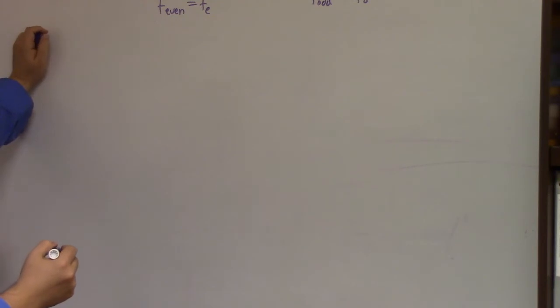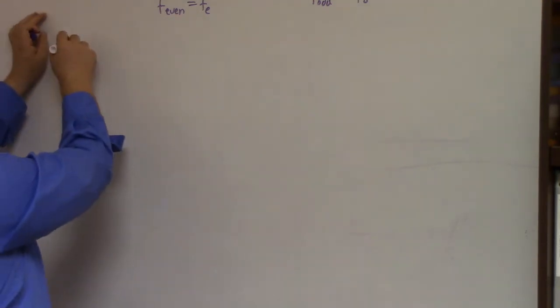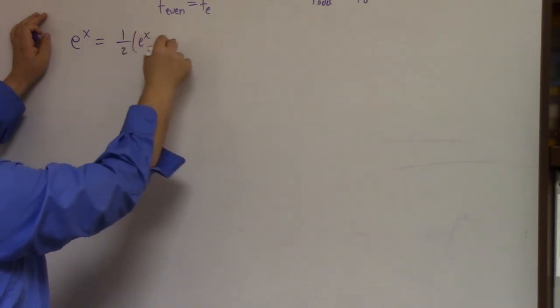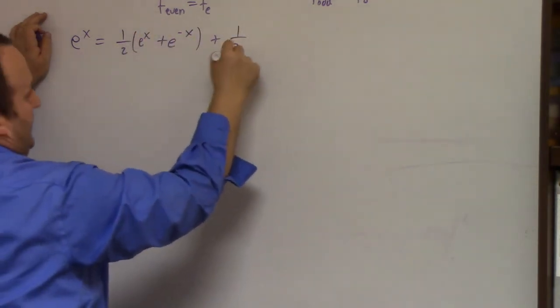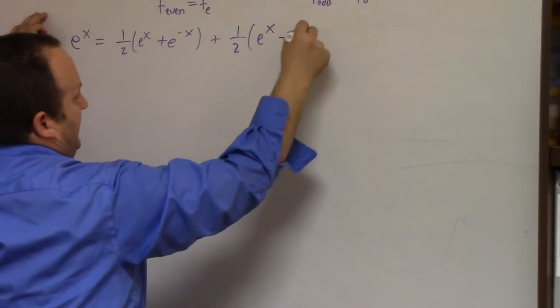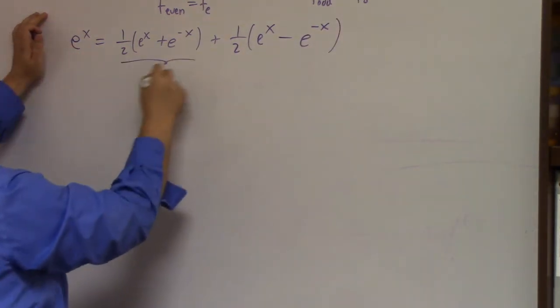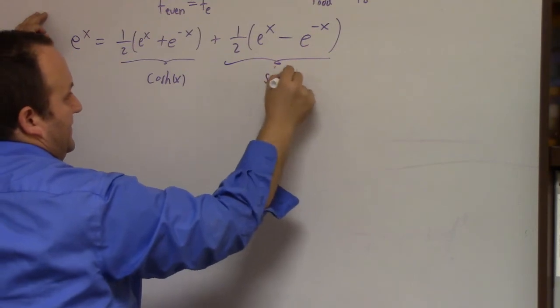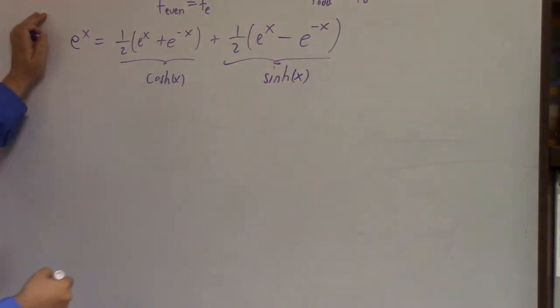Have you guys ever seen this before? I think you showed it to us in linear algebra before, kind of with the matrices. I usually sell this in calculus as an explanation of where cosh and sinh come from. A very nice application of this is e to the x: 1/2 e to the x plus e to the minus x, plus 1/2 e to the x minus e to the minus x. We'll check it out. That's cosh, plus sinh. They're respectively the even and odd parts of the exponential function.